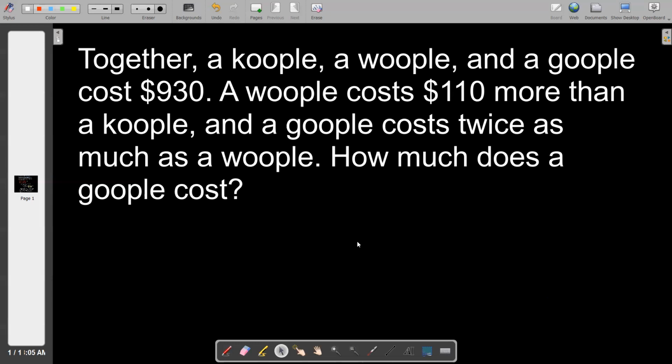And so that's got to be our x because there's a description given of the Whoople and there's a description given of a Goople, but at no point are you ever explicitly told what a Coople costs. So that we want to be our base. So we're definitely going to let x equal the cost of a Coople.